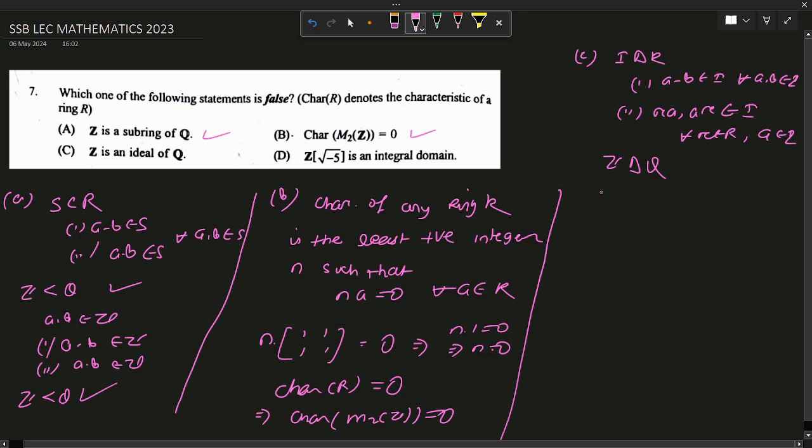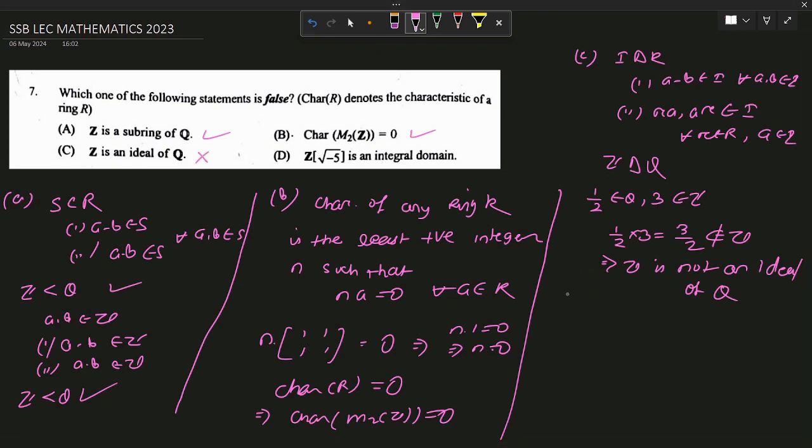So take any element from Q, that is, 1/2 belongs to Q, and take another element of Z, that is, 3 belongs to Z. Okay, so if I multiply 1/2 by 3, then I get 3/2. Here you can see 3/2 doesn't belong to Z. So by this example, we can say Z is not an ideal of Q. So option C is false.